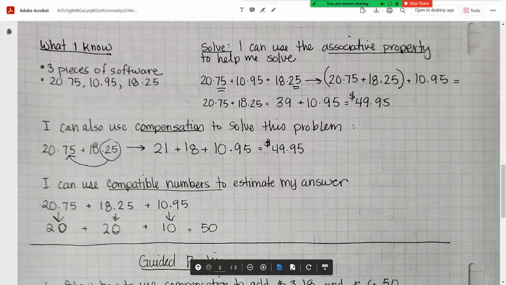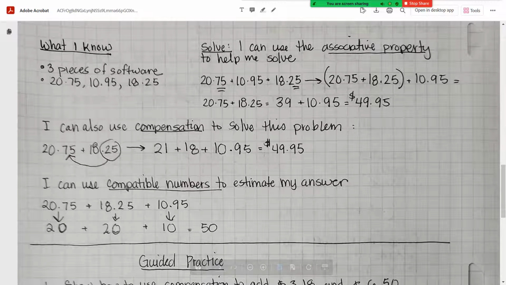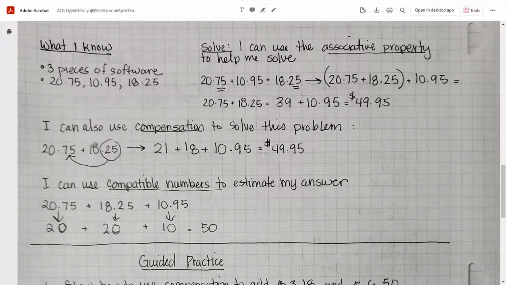Now to check my answer, if I want to see if my answer is reasonable, I can use compatible numbers to estimate my answer. So the $20.75, I'm going to leave that at $20, my $18.25, that's about $20, and my $10.95, I'm just going to make that $10. And I put those together and that equals 50. Now, notice how the numbers are not following a specific rule. I'm picking any numbers that are close by that are easy to work with.